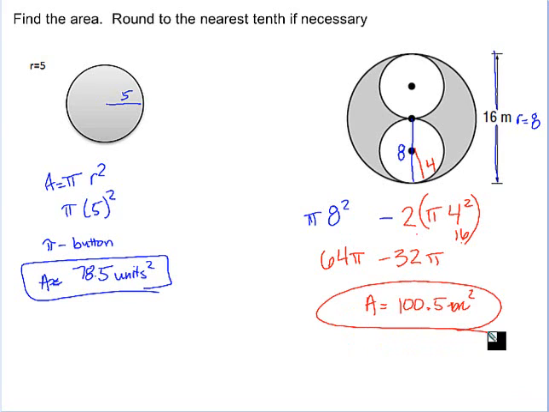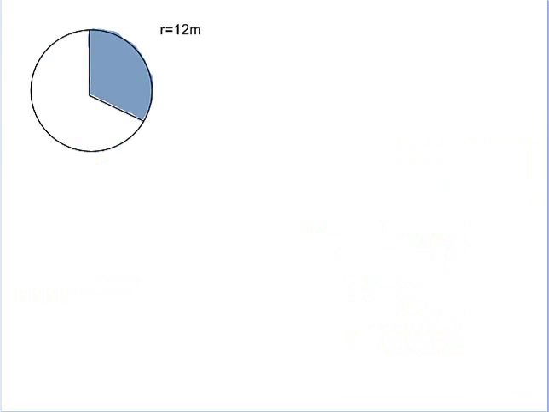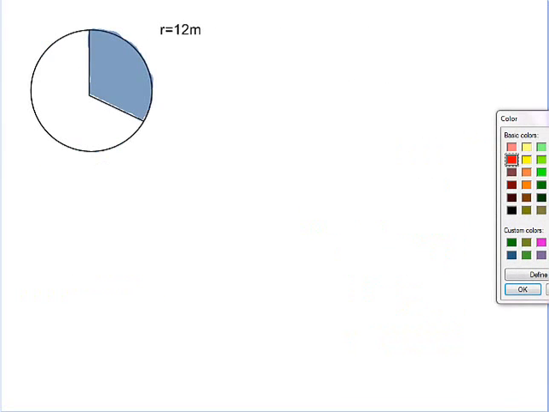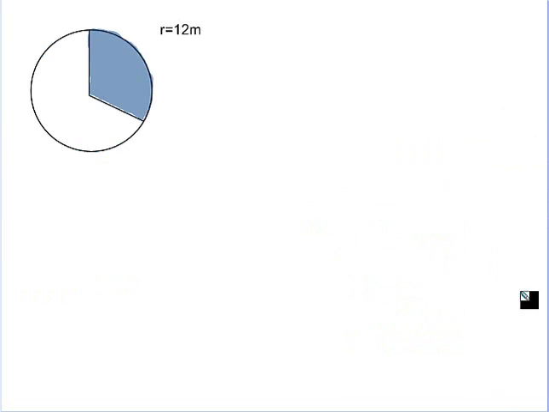All right, let's look at one more example. This time we're finding the area of a sector, and one thing we are missing is the central angle, so I'm going to say that this central angle is 150 degrees.